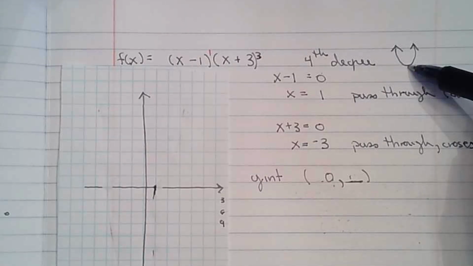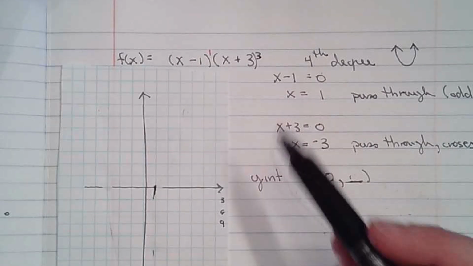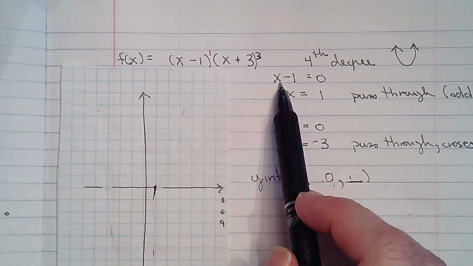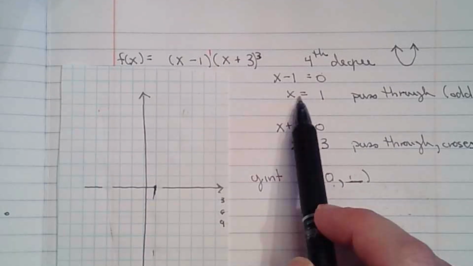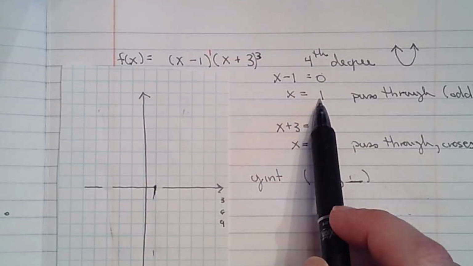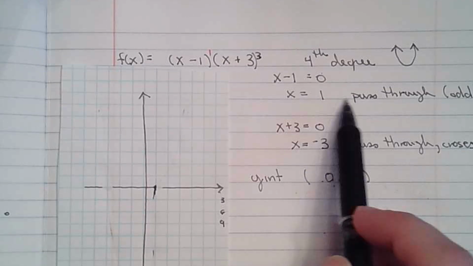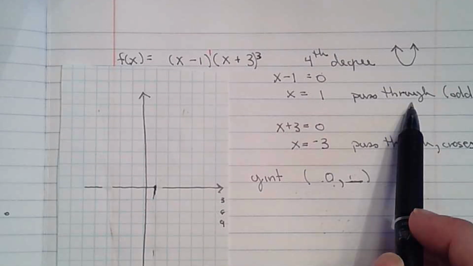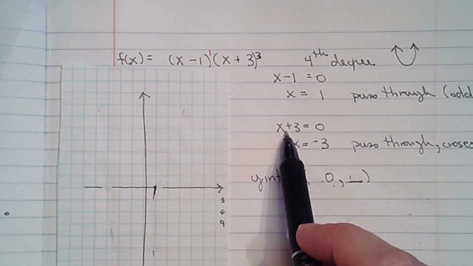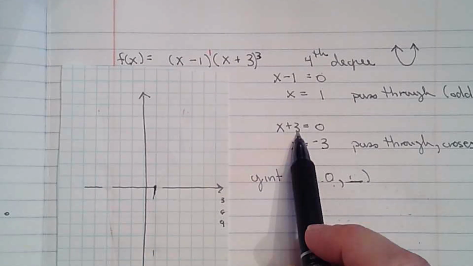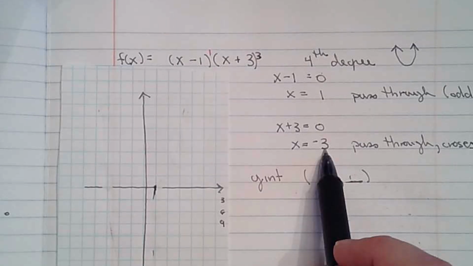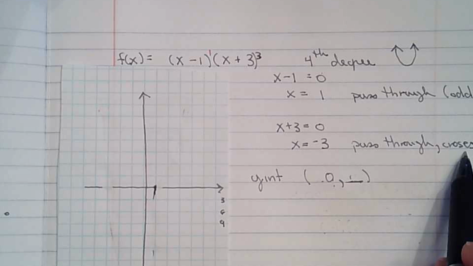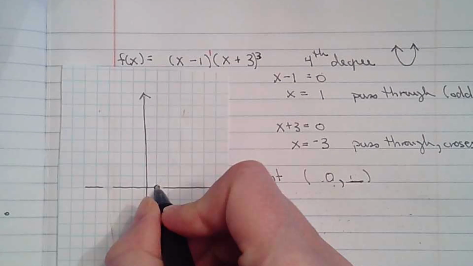I'm going to take each factor, so I have x minus 1 equals 0, so x equals 1. Because it is an odd power, it's going to pass through. Then I look at my x plus 3 equals 0, and I have x equals negative 3, and that will also pass through or cross. So I can plot right now that I have a 1 and I have my negative 3.